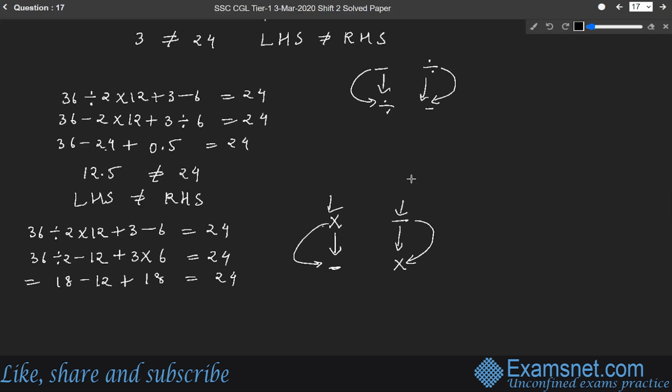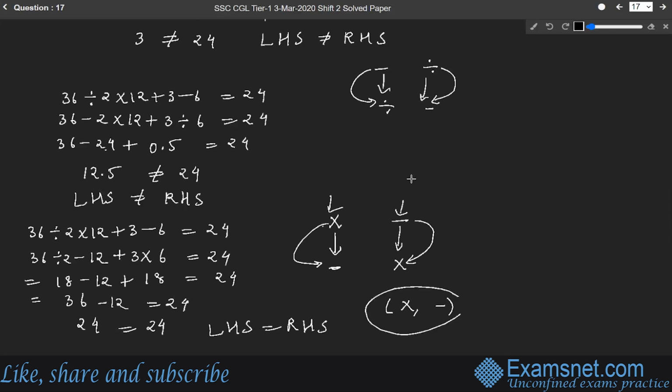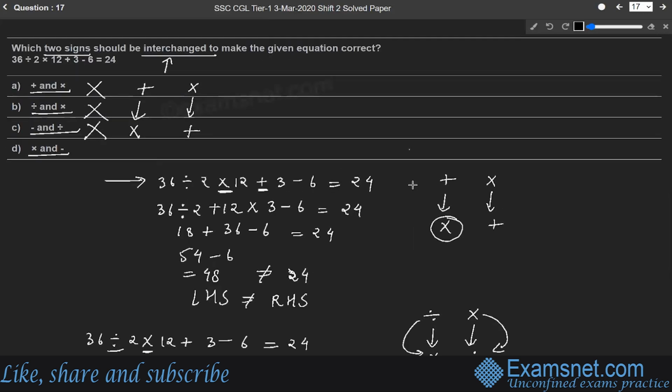All right. Now 18 plus 18 will be 36. 36 minus 12 should be equal to 24. So 36 minus 12 is 24. Therefore, 24 is equal to 24. In this case, the left hand side is equal to the right hand side. Therefore, we can say that the last option, which is multiplication and minus, is the correct option. Both these signs should be interchanged to make the equation correct. So the correct option will be the last option, which is option D for this question.